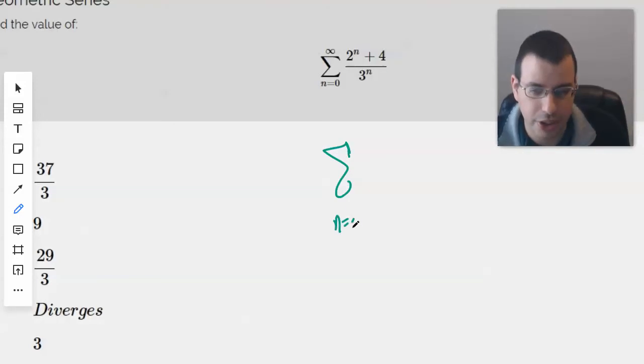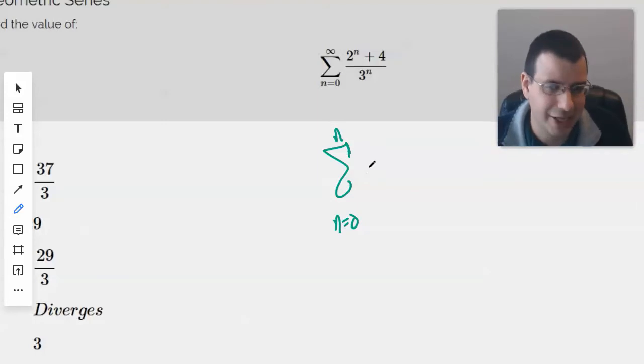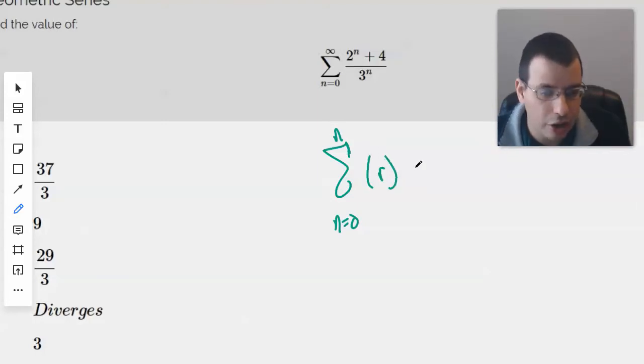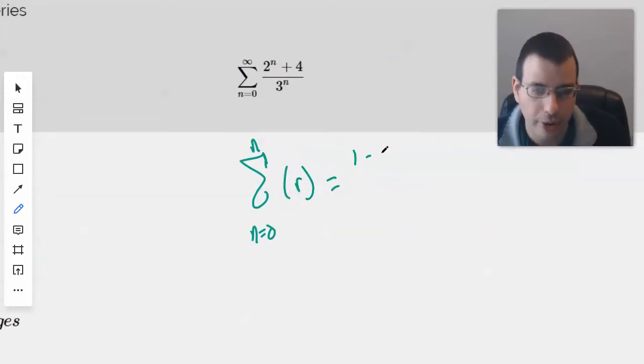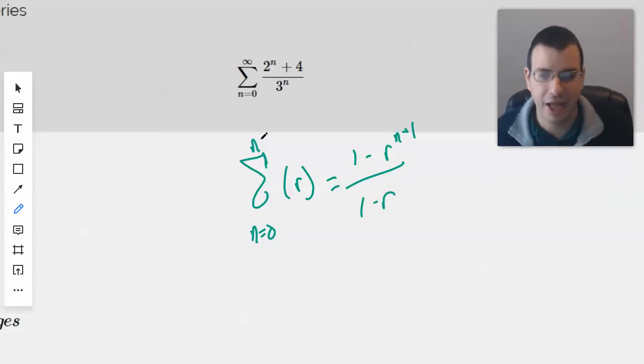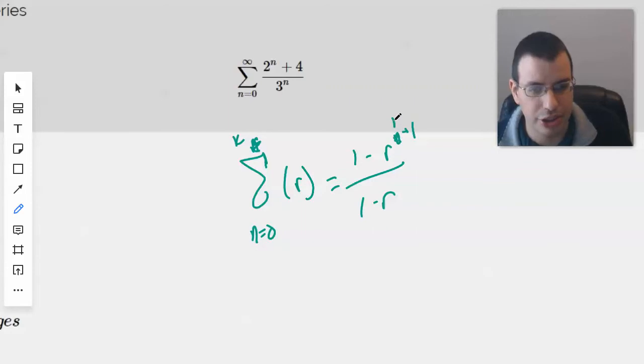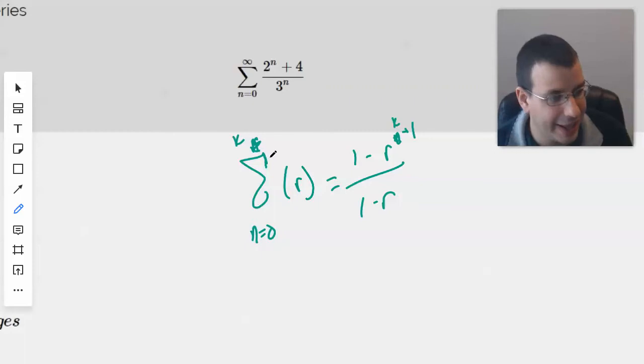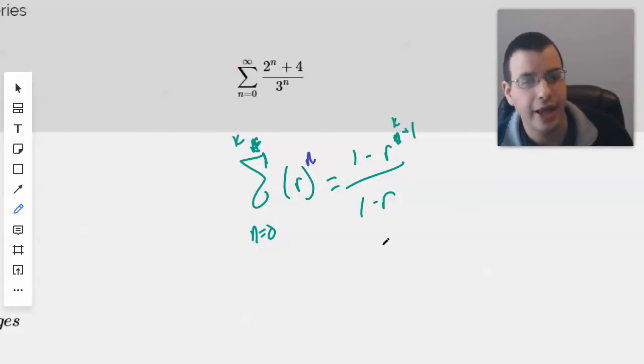And that formula should be the summation from n equals 0 to k of r to the n equals 1 minus r to the n plus 1 all over 1 minus r. I'll change this to k just so it's a little bit more consistent. And so the idea here is you start from 0, you go to a value k of some value r to the n, and the end result for that is going to be 1 minus r to the k plus 1 all over 1 minus r.